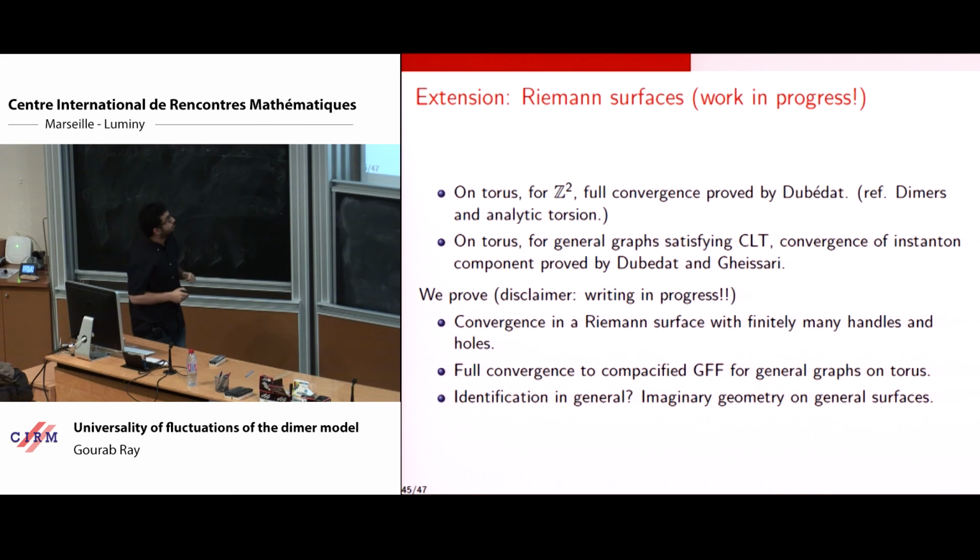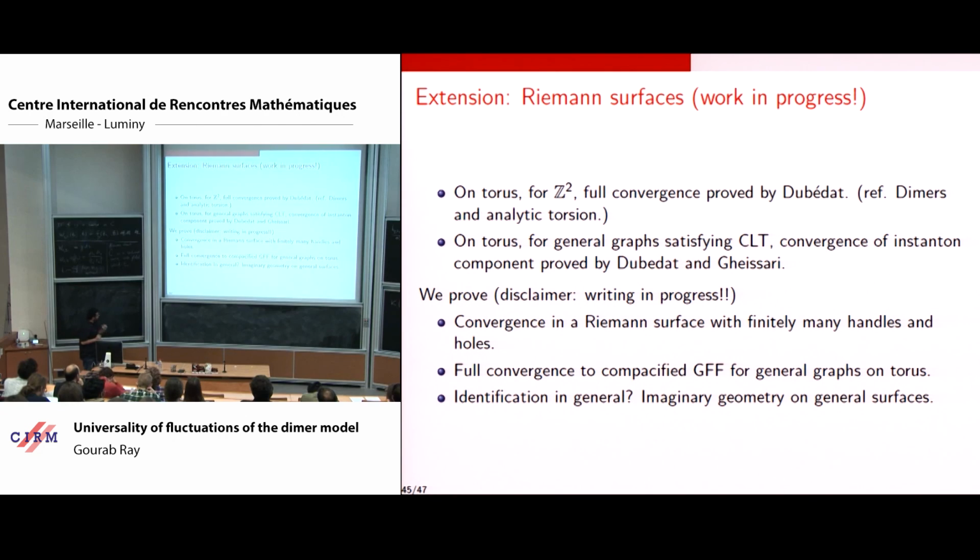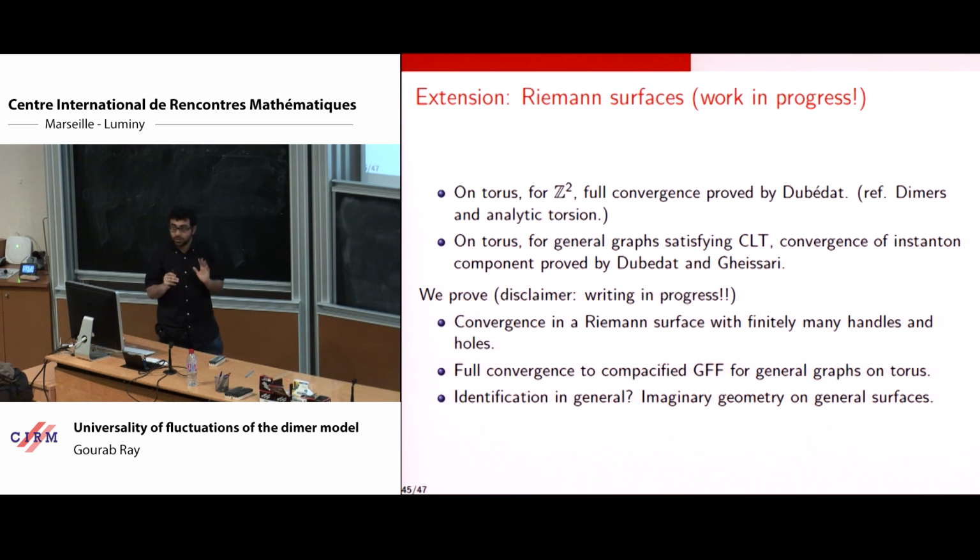So what we think we can do is, for a nice surface, you can prove that the height field converges. Okay, so if you want to identify the field, again, we have to use this imaginary geometry on a general surface, which is not known. However, if you have that, we think we can get the limit. However, we can still, for example, in the torus, get the limit by comparison with this square lattice. So I really don't have time to go into any detail.